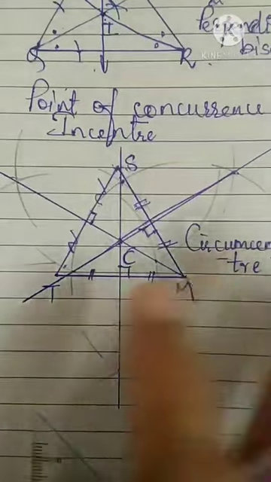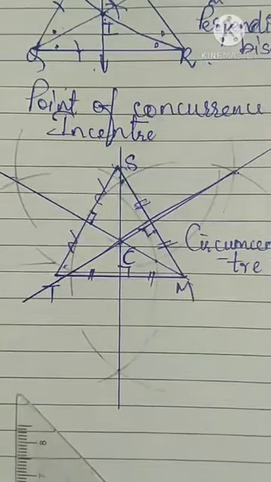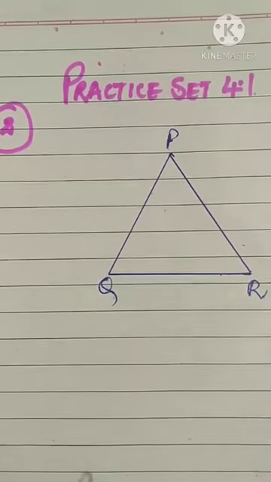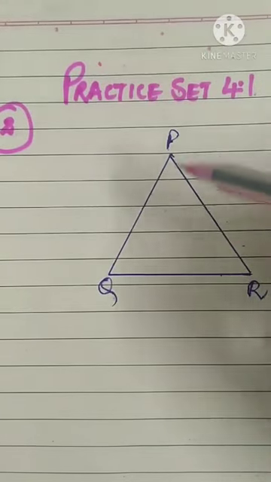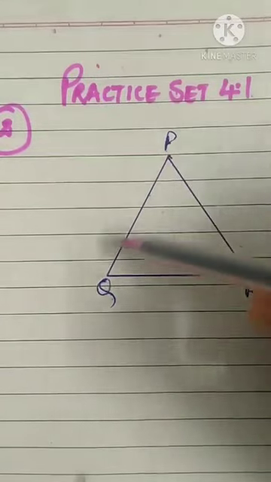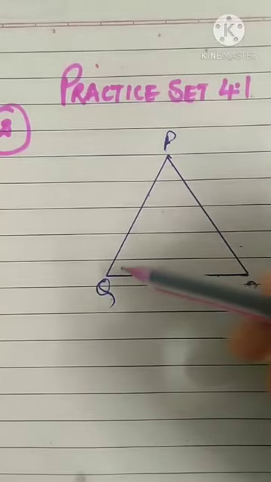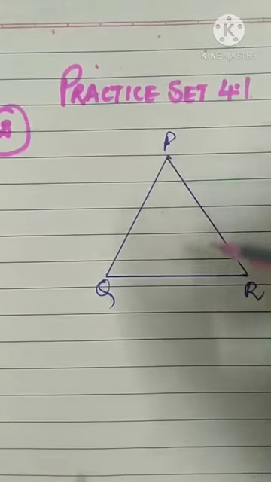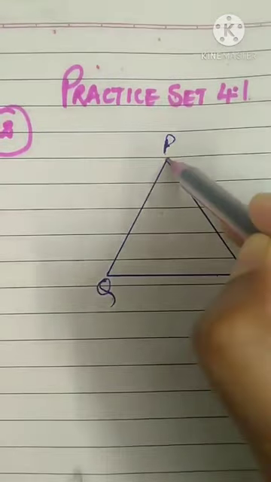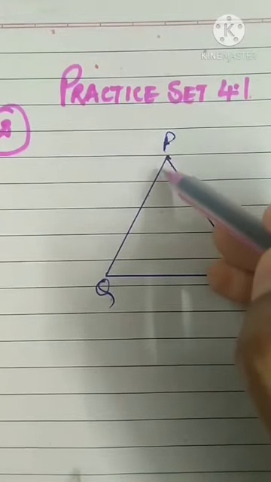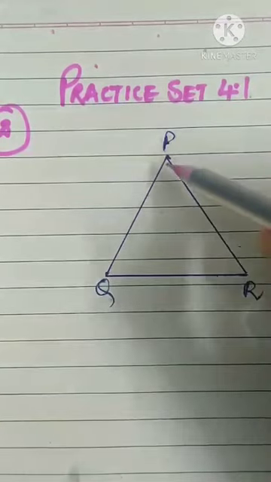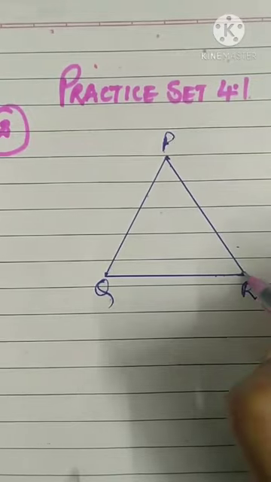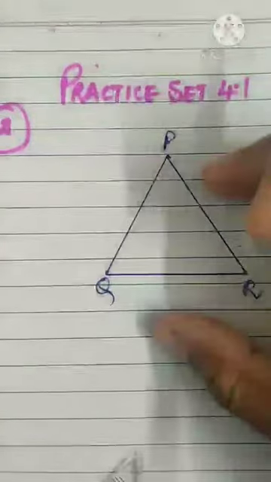I just recapped it. Now let us learn about altitudes of triangle. Altitude is the perpendicular drawn from the vertex. Now what is a vertex? Vertex is a point where two arms of a triangle meet. For example, QP and RP both are meeting at point P. So P is the vertex. Similarly, PQ and RQ are meeting at Q. Q is the vertex. PR and QR are meeting at R. R is the vertex.